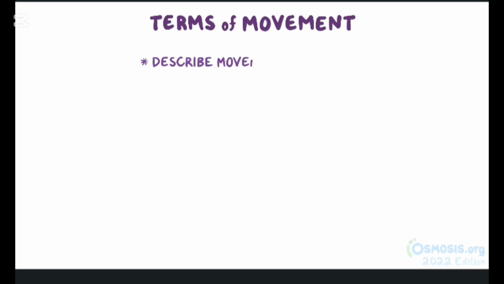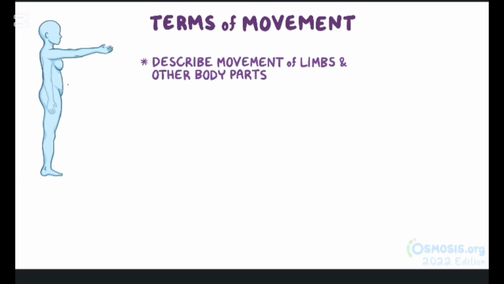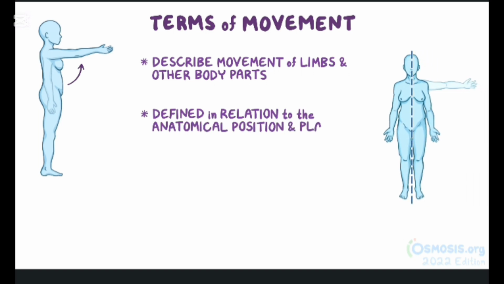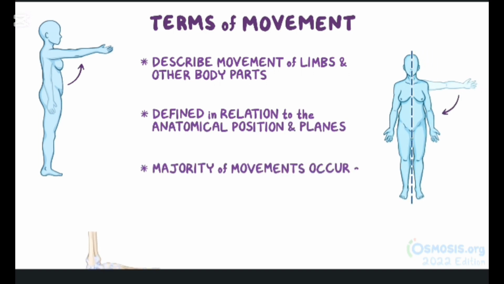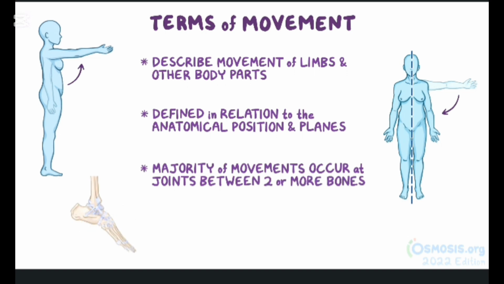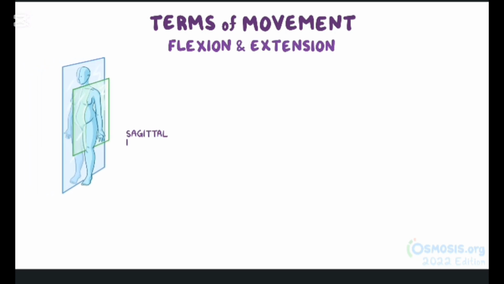Now, there are also various terms used to describe the movements of the limbs and other body parts. Most of these movements are defined in relation to the anatomical position in the planes we've discussed already. The majority of movements in the body occur at joints between 2 or more bones. So, flexion and its counterpart, extension, are movements in the sagittal plane.